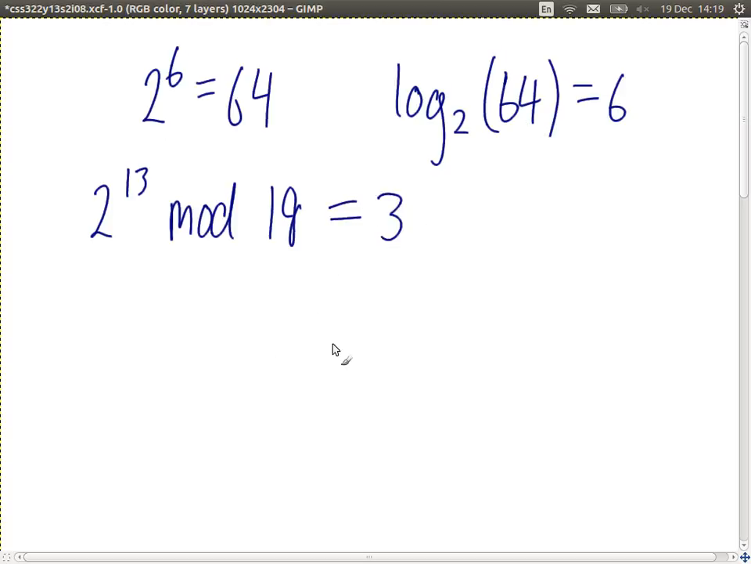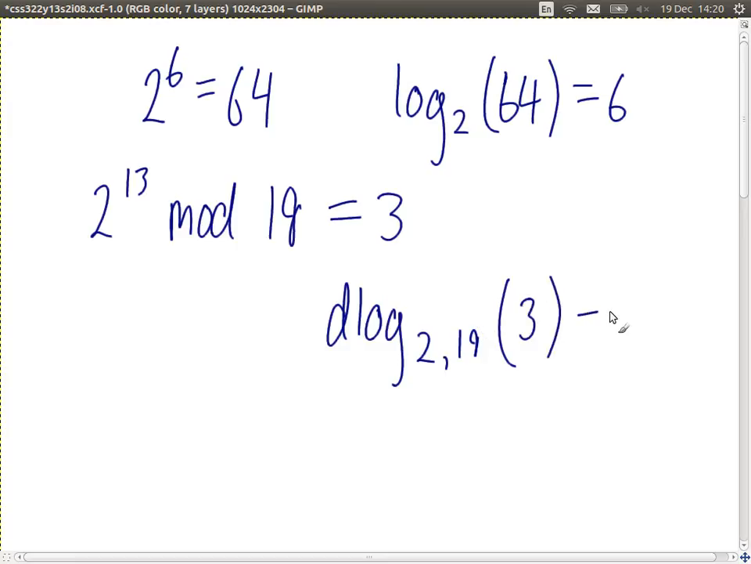Then the inverse operation is the logarithm, but now we have the modulus. We call it a discrete logarithm in modular arithmetic, often written as dlog. The base is 2, so it's a subscript here, 2. But we have another subscript, which is the modulus. We write it as the discrete logarithm in base 2 with mod 19 of 3 equals 13.